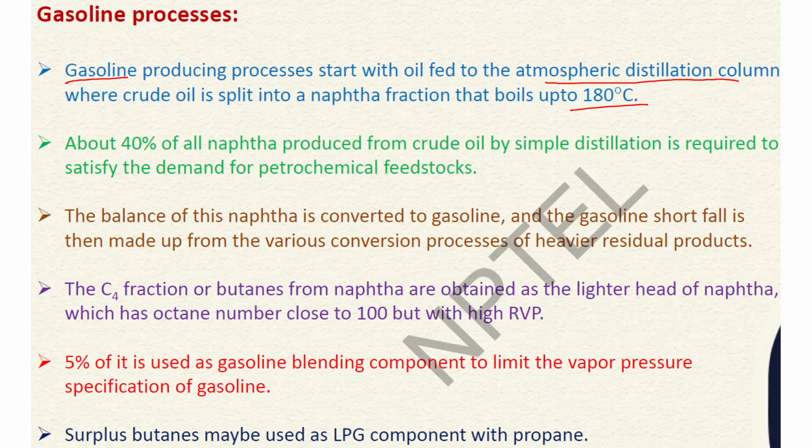Basically, this gasoline is extracted mainly from the naphtha fractions, and the naphtha fraction is the first liquid cut that we get from the crude oil distillation. The first liquid cut that we get from the atmospheric distillation unit.